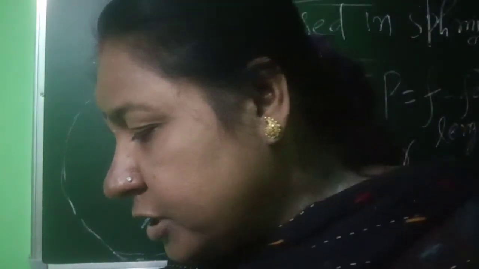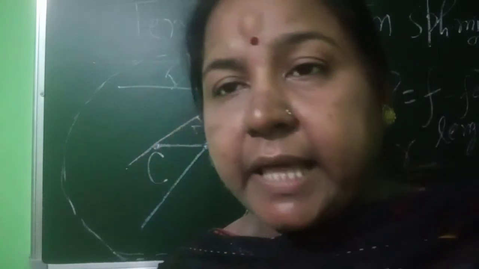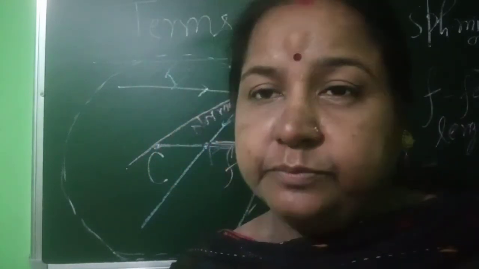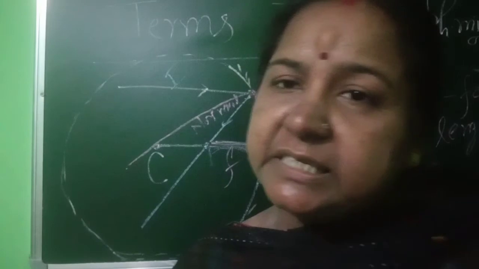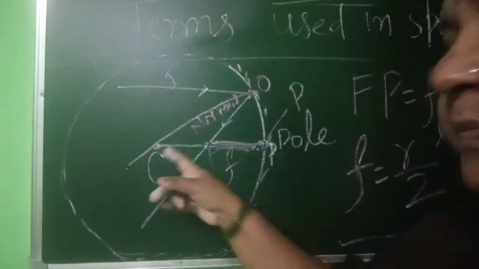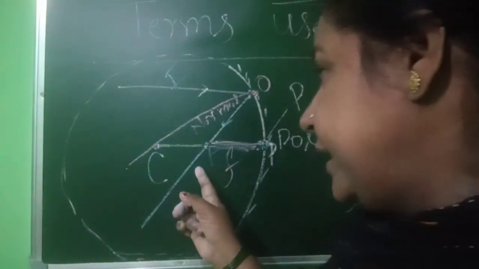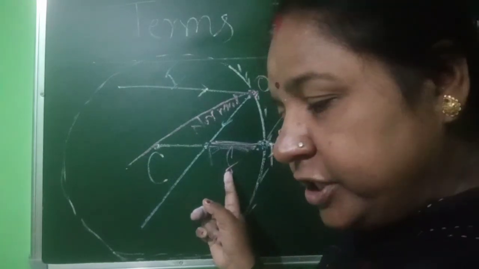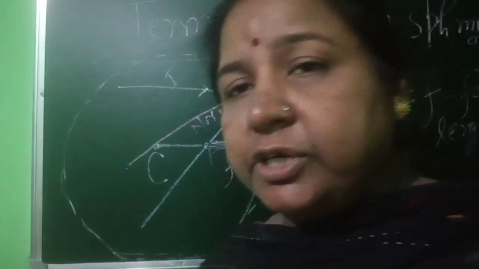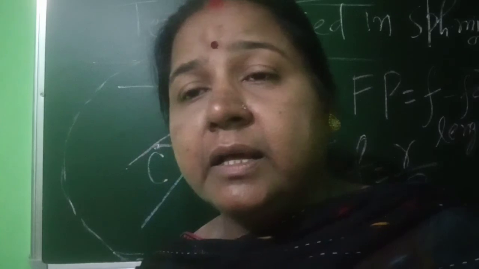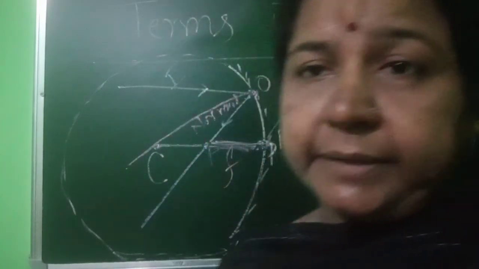Understand? Now you have known the pole, center of curvature, principal axis, CP, focal length, and focus. These are the terms used for a spherical mirror. Understand?